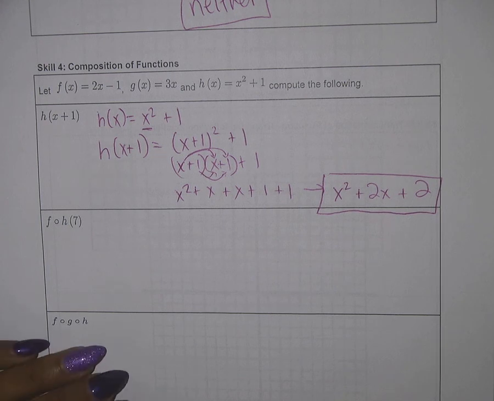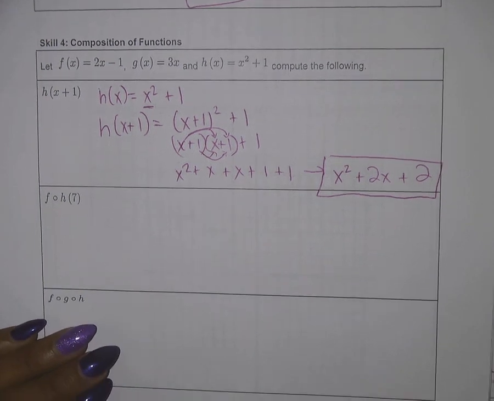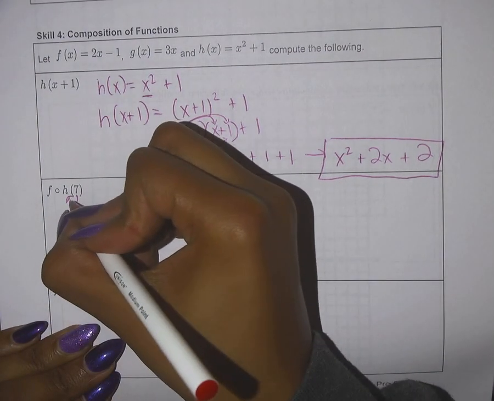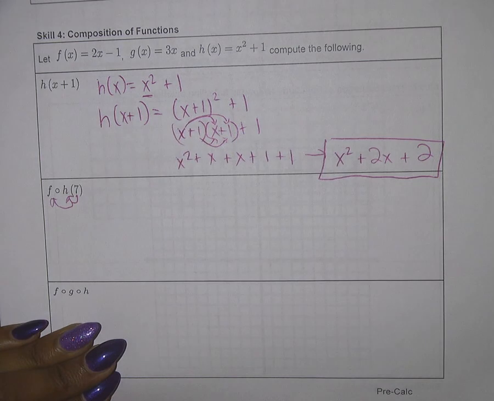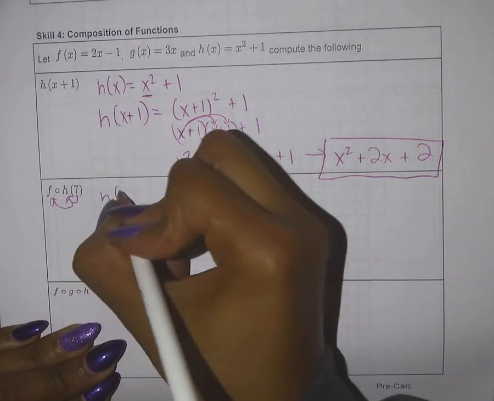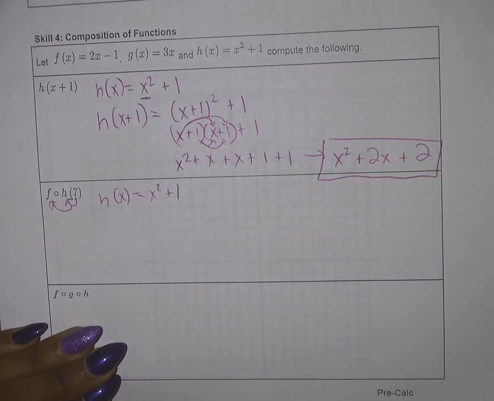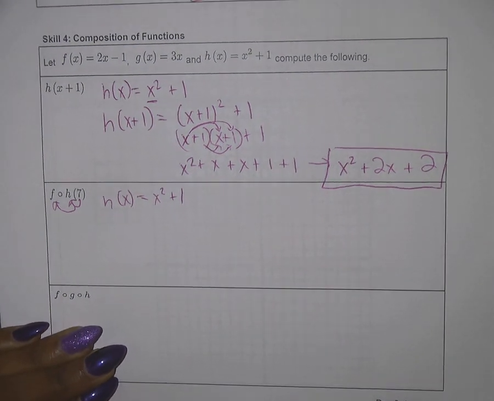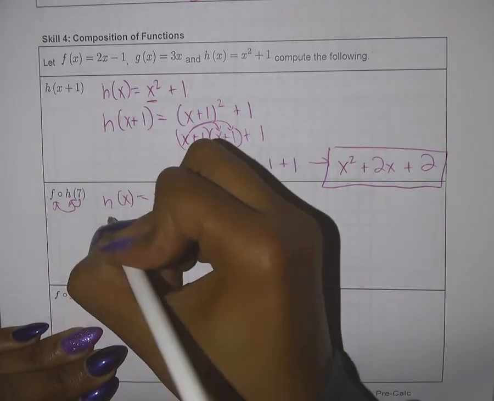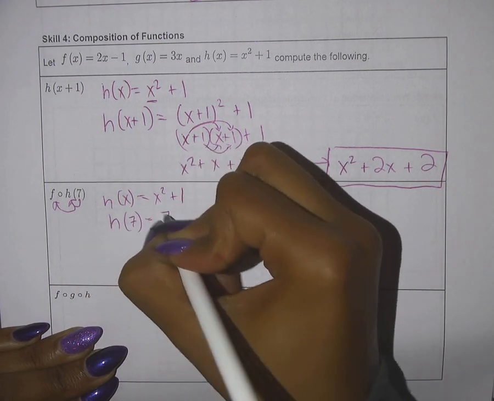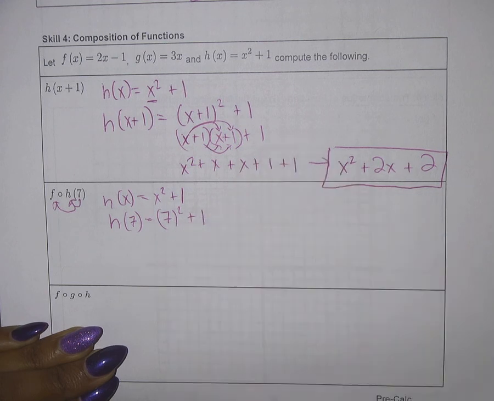Okay. So now let's go ahead. The next one tells me I need to plug 7 into h and then h into f. So h is x squared plus 1. So if I want to find h of 7, that's h of 7 equals 7 squared plus 1.